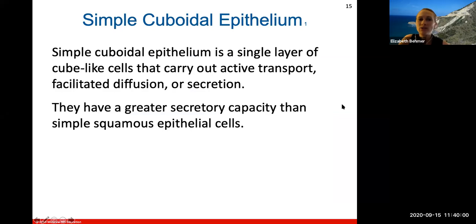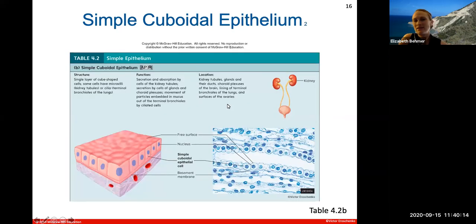Okay, simple cuboidal is 1 layer of cube-shaped cells. They will be important for facilitated diffusion and secretion. They have a greater secretory capacity, so you'll often find these in glands, as well as in the kidney. So here's a single layer of cuboidal shaped cells shown in the kidney for absorption, reabsorbing things back into the blood, or secretion, secreting things back into the urine, the filtrate that's being formed in the kidney. You can see a single layer of cube-shaped cells here, and the nucleus is usually right in the dead center of those cells.